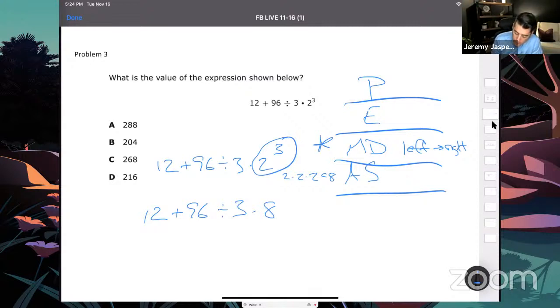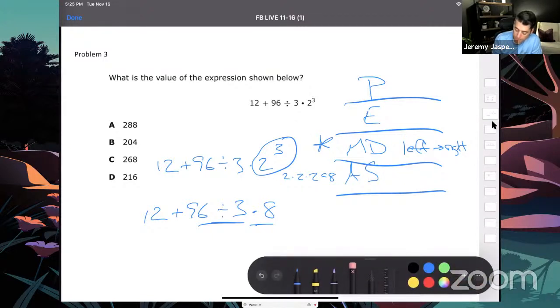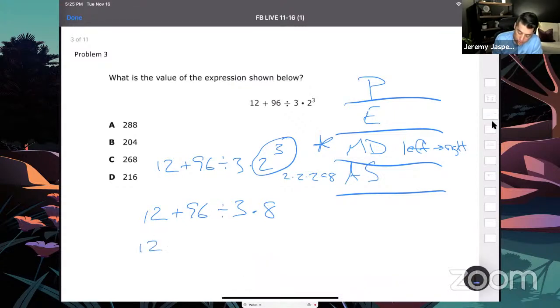I see that I have division and multiplication. I see division is first. Some people will do multiplication first. Some people will do 3 times 8. 3 times 8 is 24. Then they'll do division, 96 divided by 3 or 24. That's incorrect. The correct way to do it is to move from your left to right, which means we're going to have 12 plus 96 divided by 3. 96 divided by 3, that gives us 32, and then times 8.